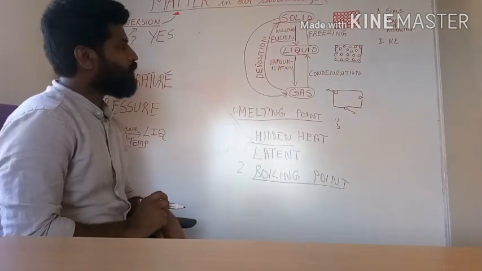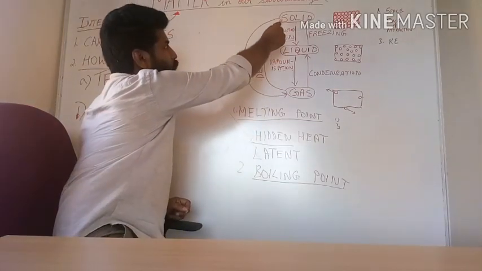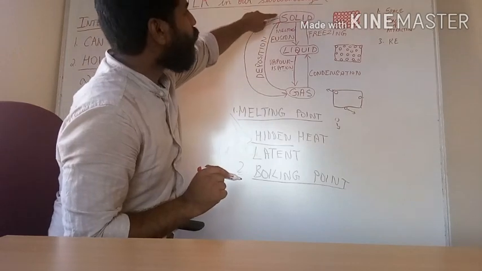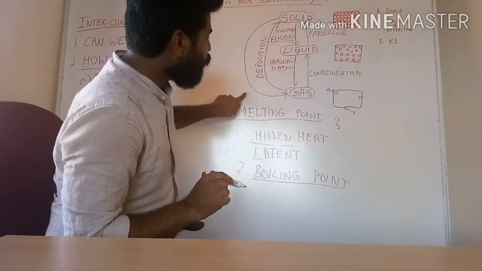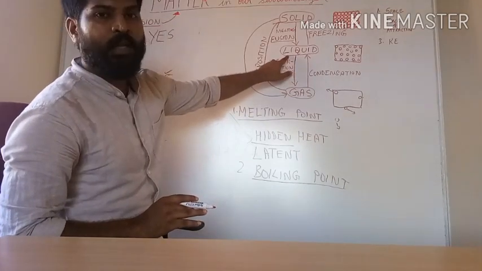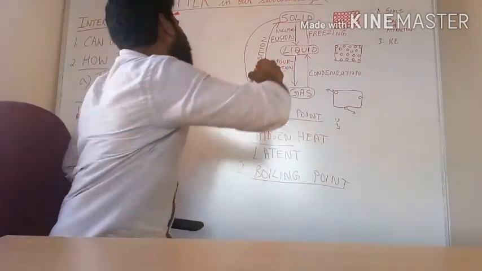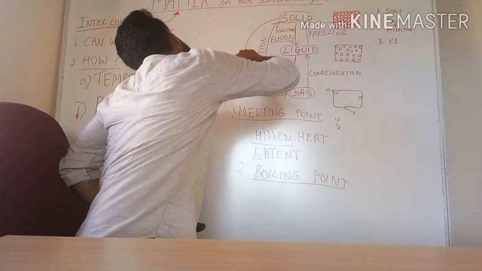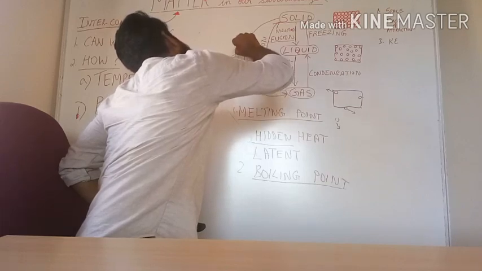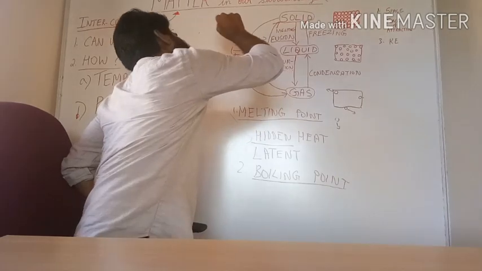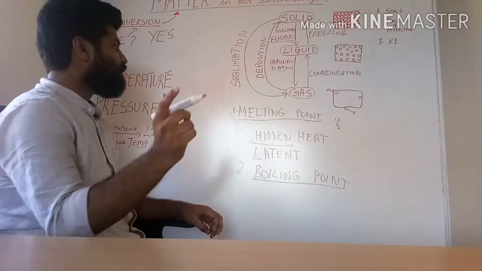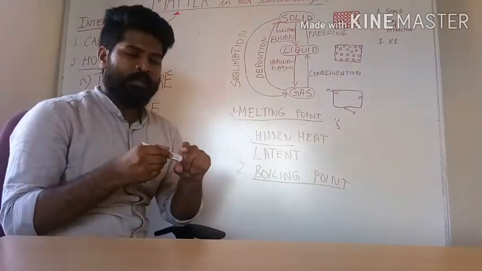The last conversion is converting a solid directly into gas. Converting a solid directly into a gas without the intermediate liquid form is called sublimation. For example, for sublimation, very simple.